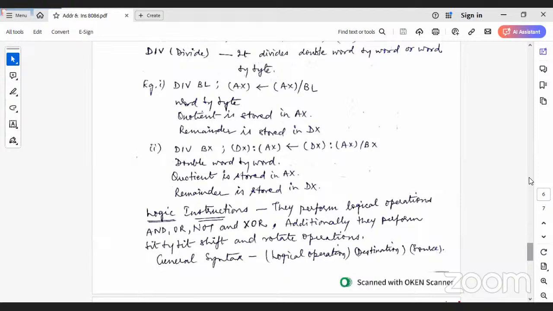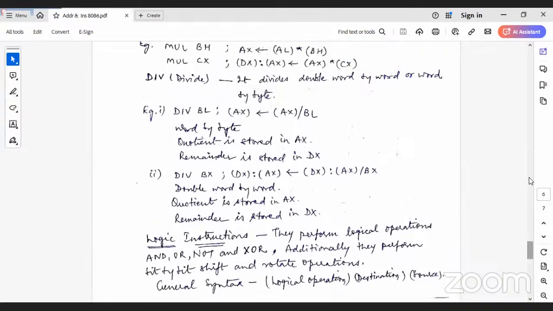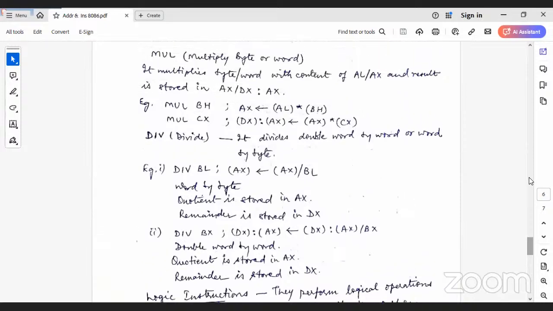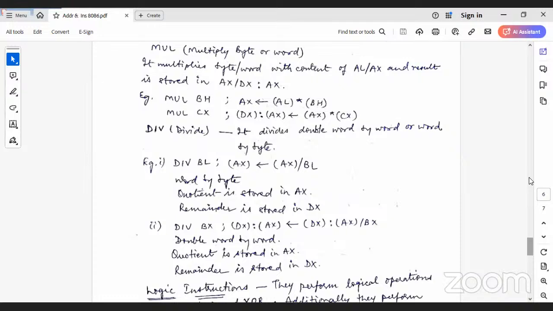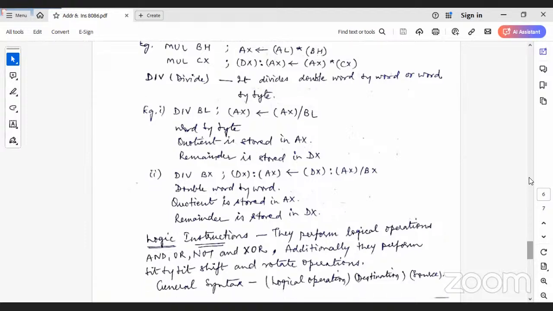Sometimes it is possible they may ask you, write about the multiplication and division instructions of the 8086 processor. Then what will you do? You have to only write how the multiplication instruction will be and how the division instruction will be, giving these examples which you are having. I think similar examples are there in your textbook also, because some topics are from your textbook only.